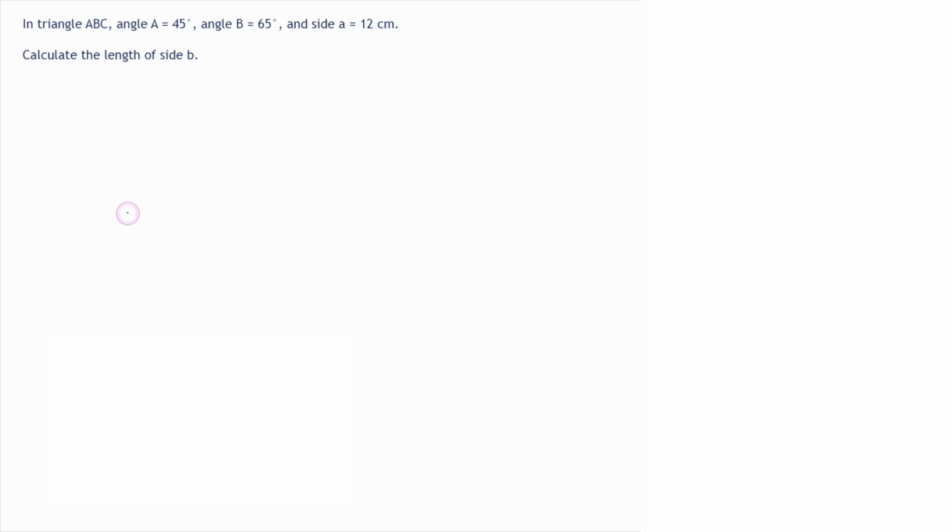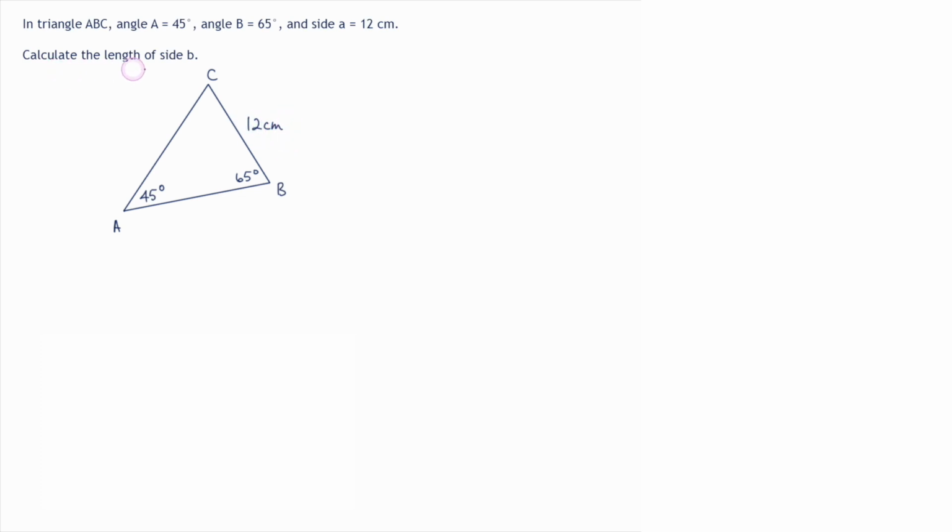Well, the first thing we're going to do is to draw a triangle. Let's label these vertices A, B, and C. We're told that angle A is 45 degrees. We're told angle B is 65 degrees. And we know that side a is 12 centimeters, and side a is the one that's opposite angle A. So this here is 12 centimeters.